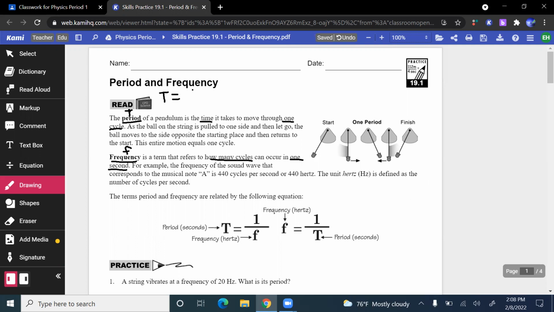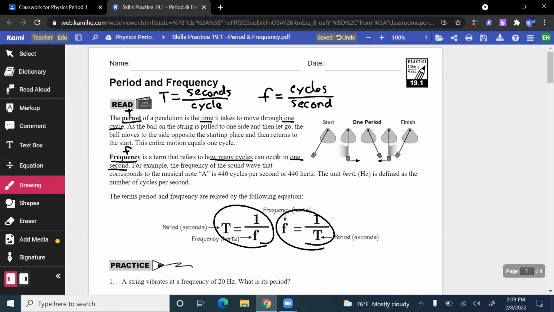Period is the number of seconds for one cycle. How many seconds it takes to do one repetition, one cycle, one rotation. Frequency, on the other hand, is the number of cycles per second. You can see that these are just reciprocal concepts of each other, inverse concepts. And so that's exactly what these formulas represent. Period is the inverse of frequency, and frequency is the inverse of period.